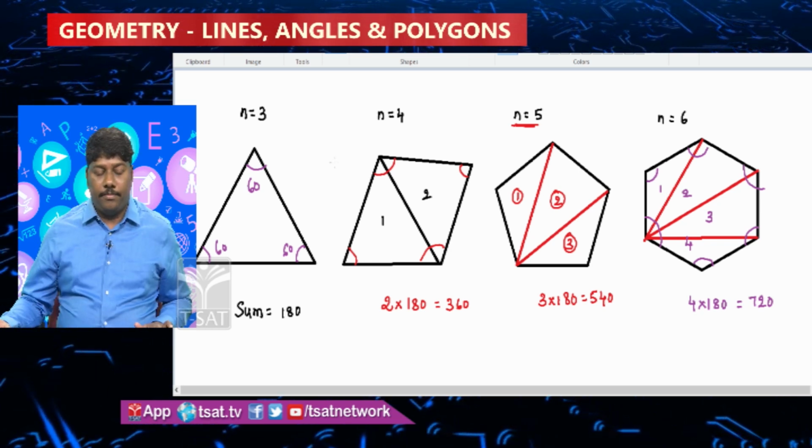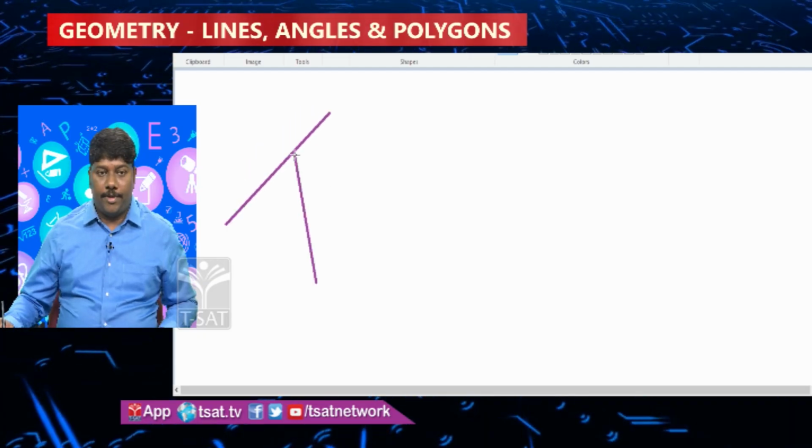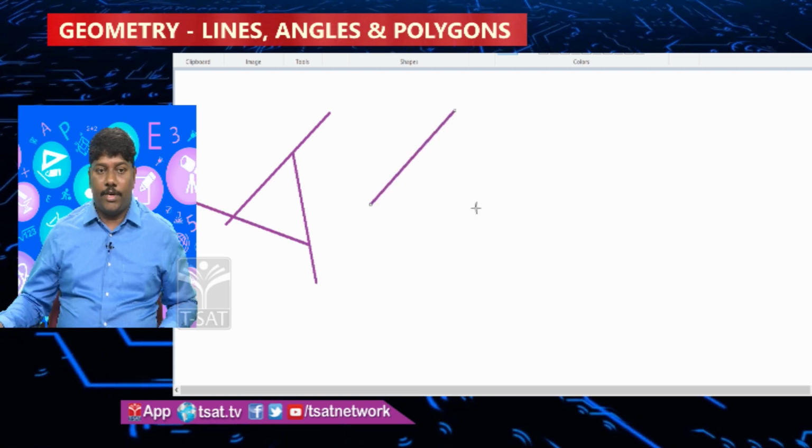So in a similar manner, now we go for the exterior angles. Let's take a triangle. I am drawing the exterior angles. I am extending these lines. Take quadrilateral also.